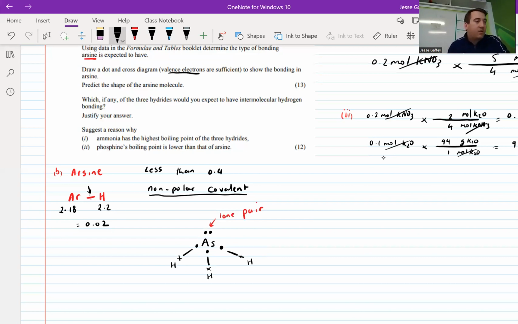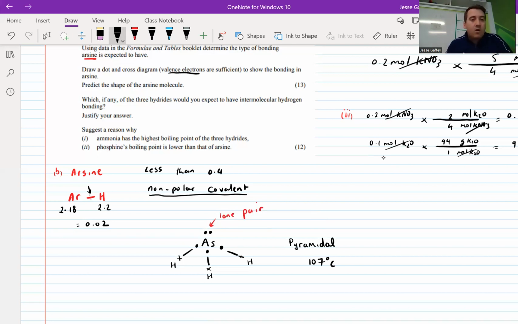Okay, so that's what we should have done. Then what you need to do is name this shape. So name this shape, predict the shape. Pause the video, doing that now. And what you should have said is that this here is called a pyramidal shape. Pyramidal. It doesn't ask for the bond angle, so we don't need to give it here. If it did ask for the bond angle, you would pause the video and write down what it is. The bond angle for this would be 107 degrees.